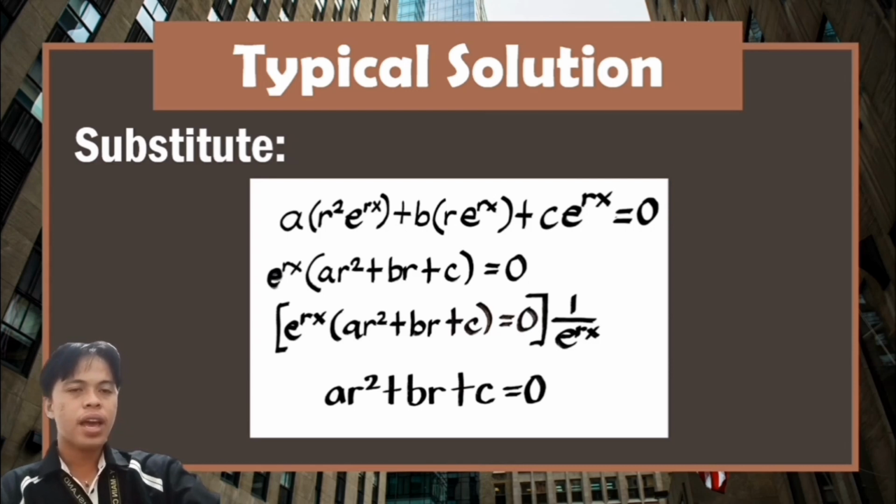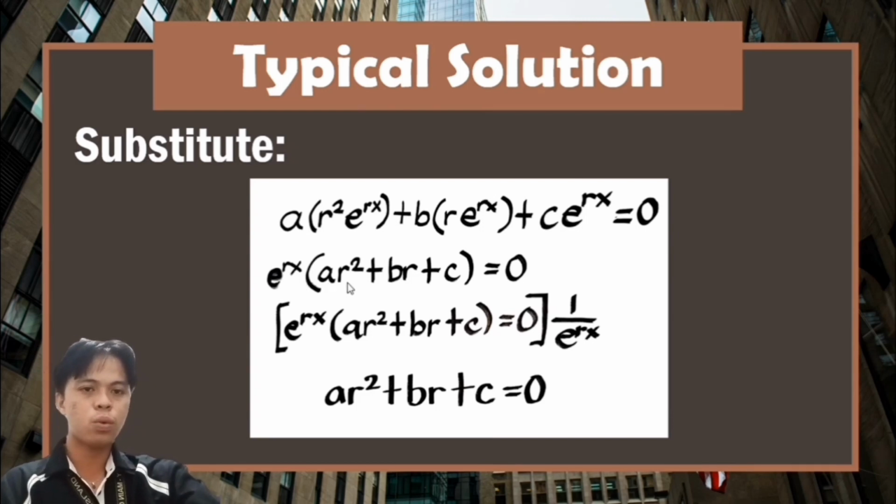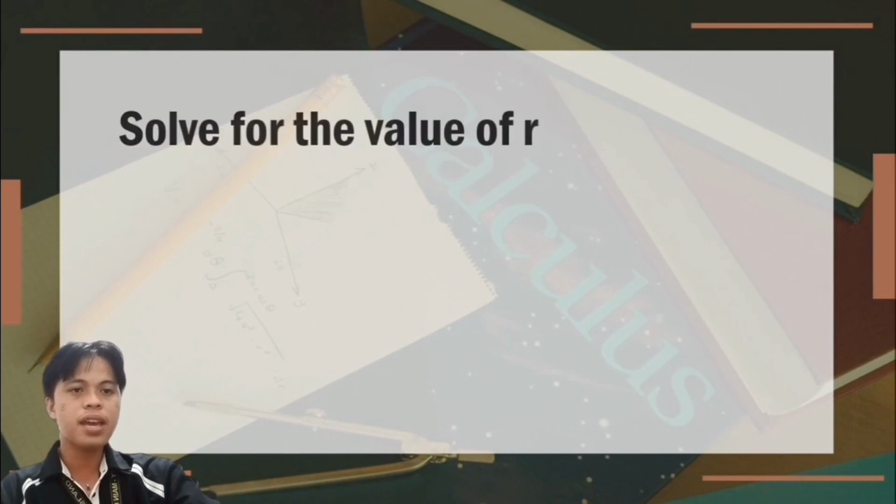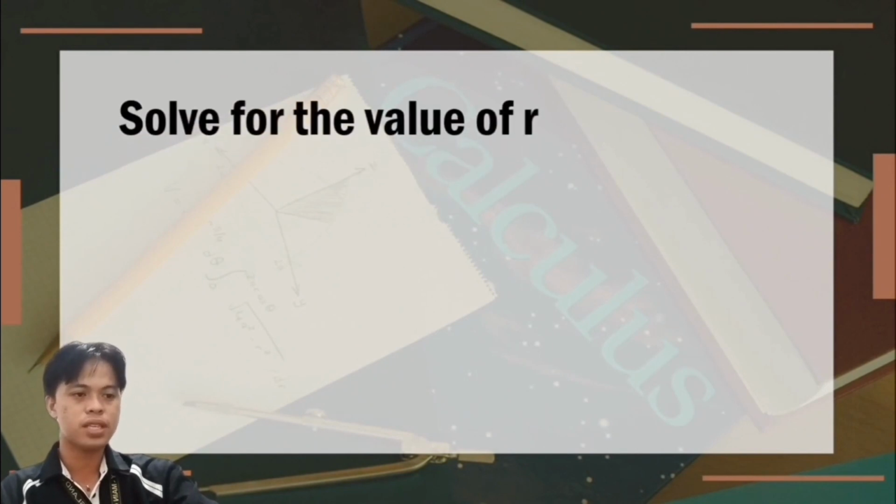So we have a times r squared times e raised to the power of rx plus b times r times e raised to the power of rx plus c times e raised to the power of rx equals 0. So by factoring this equation, we have e raised to the power of rx times ar squared plus br plus c equals 0. Now we have to divide both sides by e raised to the power of rx. So we have ar squared plus br plus c equals 0.